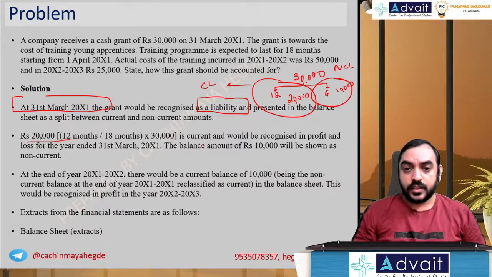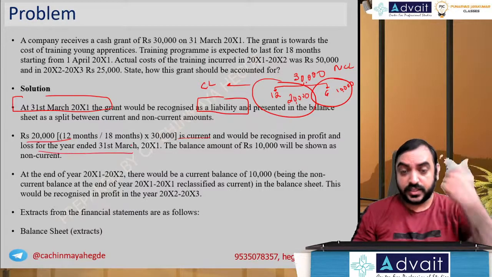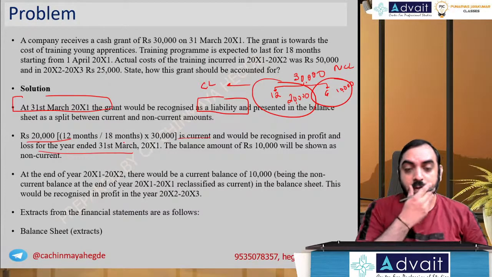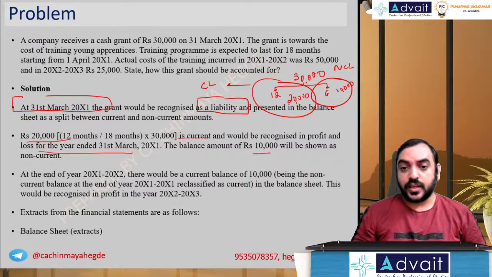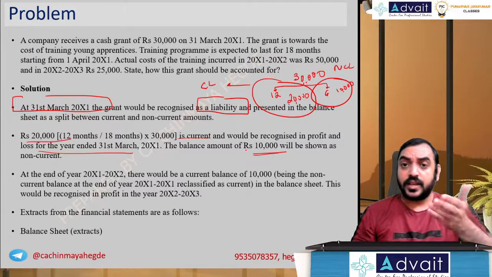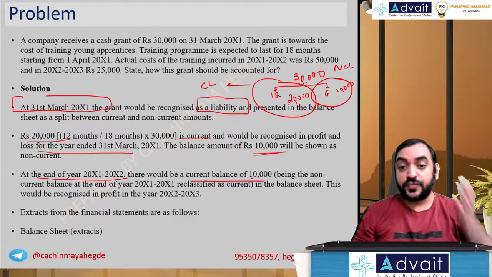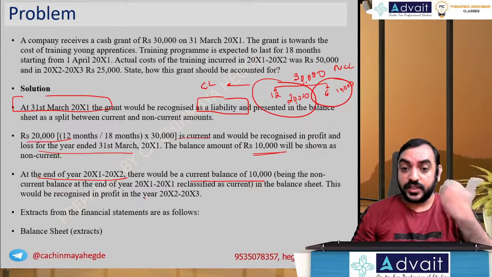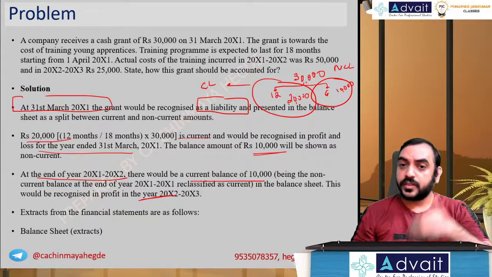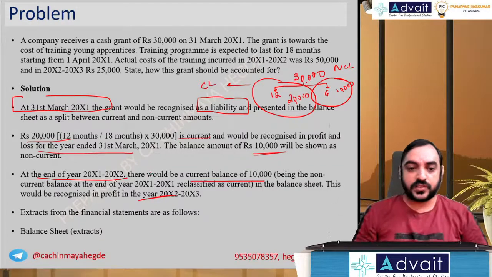20,000 is shown as current and would be recognized in the coming year. And the balance amount of 10,000 will be shown as non-current and will be recognized in the subsequent year. So on 31st March 2002, there would be a balance of 10,000 and that will be taken to the next year's P&L account, that is over a period of basically 2 years.